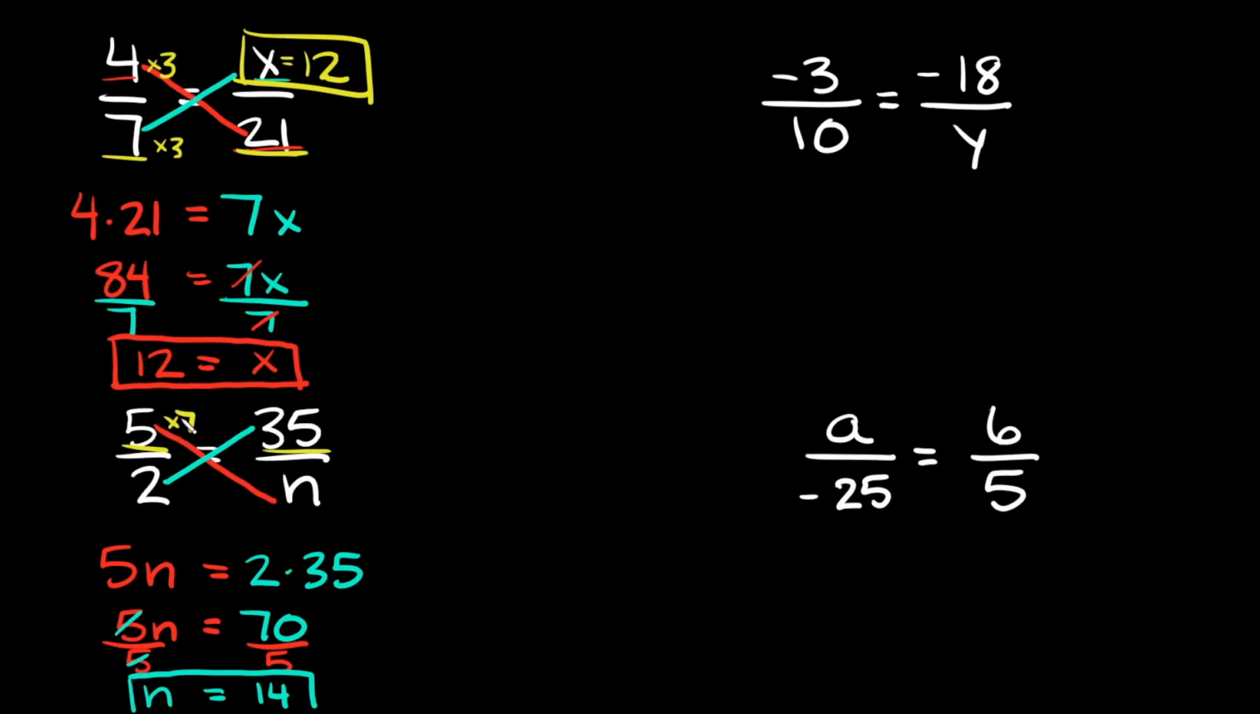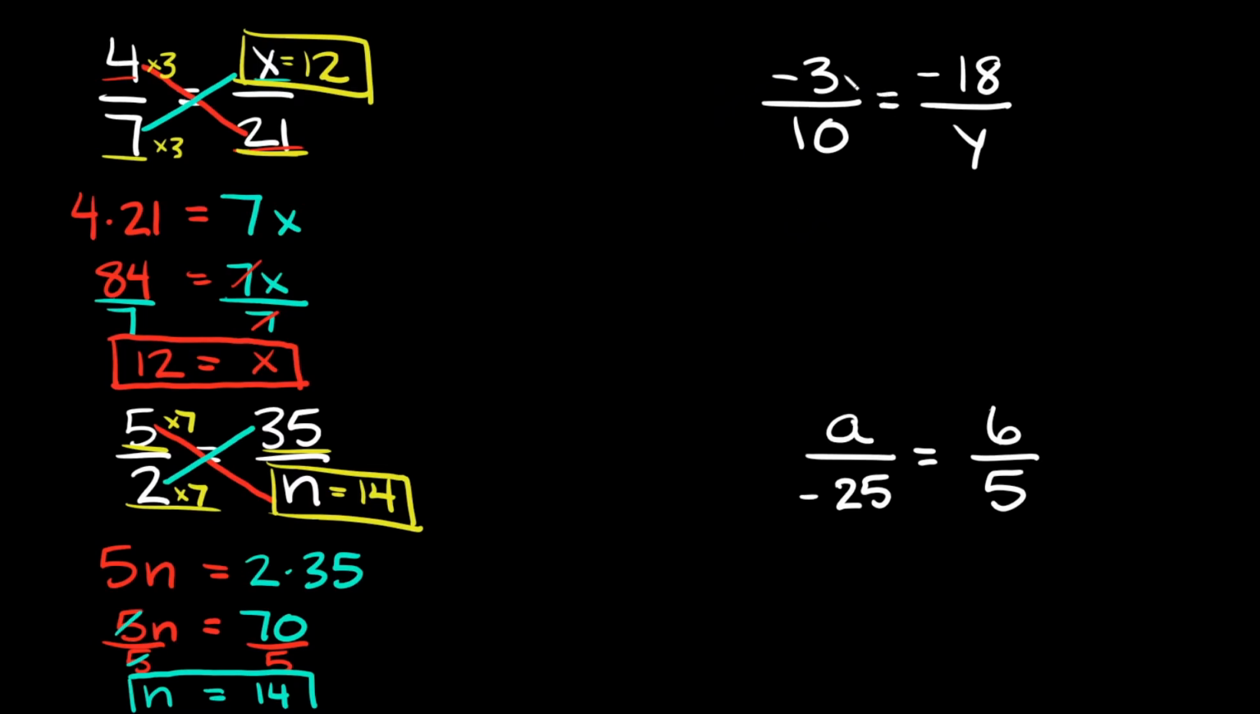So if you multiply by 7 up here, you also have to multiply by 7 down here. So what's 2 times 7? 14, right? So then n is equal to 14. So again, you still get the same answer. So now let's just try a couple more examples, and these are going to have negative numbers in them.